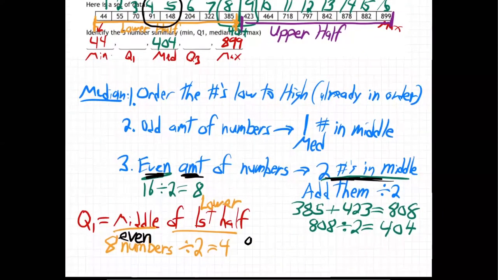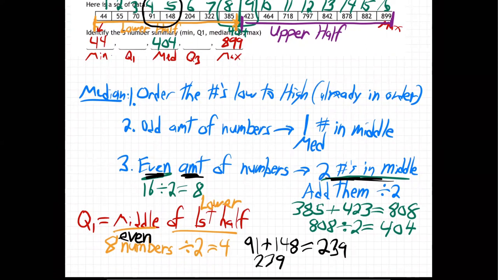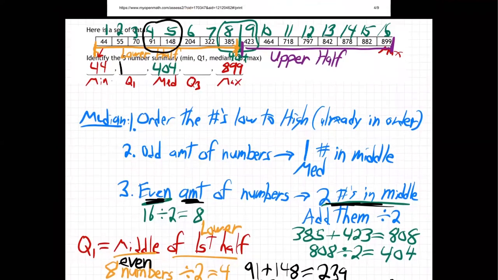I'm going to take 91 plus 148, which equals something, 239. And then I'm going to take 239 and divide by 2. And I'm getting 119.5. There it is. That's Q1. 119.5. That's Q1. It's right here.